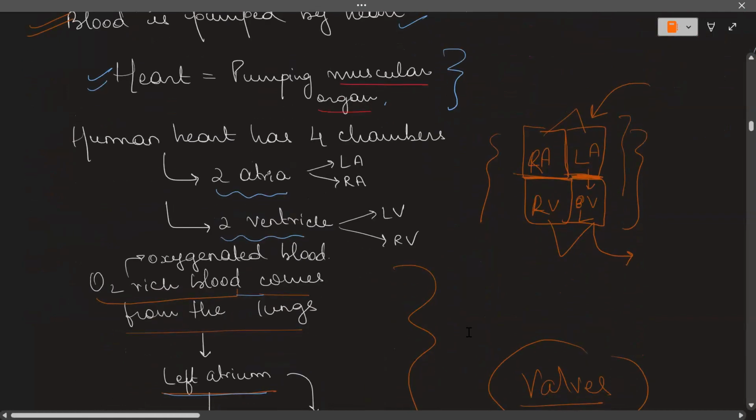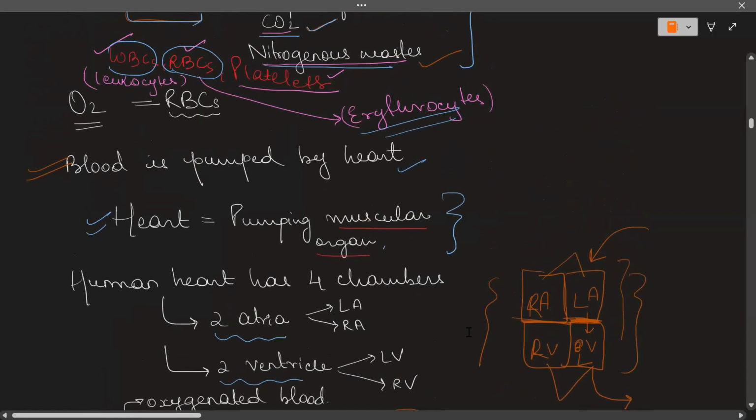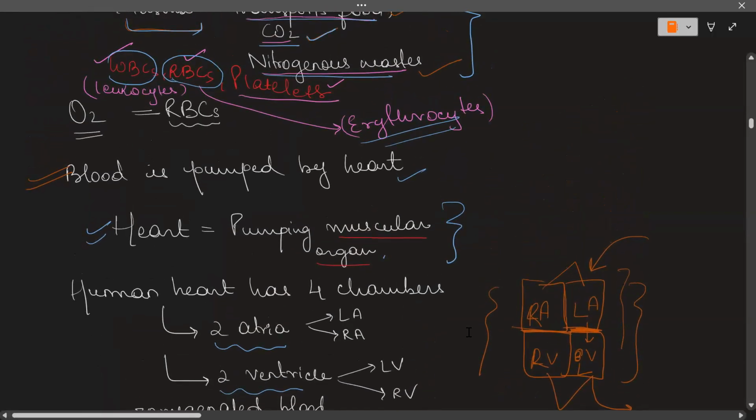Now, talking about the human heart, it has 4 chambers. Out of which the 2 upper chambers are known as the auricles. The 2 lower chambers are known as the ventricles. So the auricles can be divided into right auricle and left auricle. The ventricles can be divided into right ventricle and left ventricle. Is it clear up till now, students? Yes, ma'am. All right.